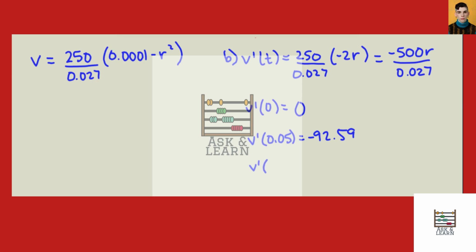this is v prime of r, by the way, not t. There's no time involved in this. We'll change that to an r. V prime of 0.01 right there at the edge of the blood vessel is about negative 185.185.